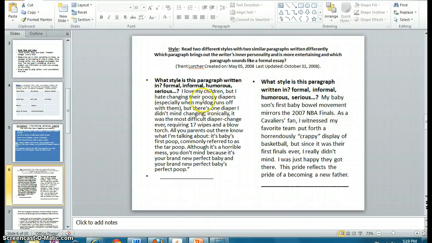Hopefully you looked at poopy diapers on the first one. I hope you looked at blowtorch. Those are words that help you come up with tone and style. Baby's first poop is tar poop. And then, of course, the next one, bowel movement, would tell you what it was. We have a horrendously crappy display, because crappy is in parentheses. The writer knows it's informal and different from his formal writing. Display is formal. This pride reflects the pride of becoming a new father.